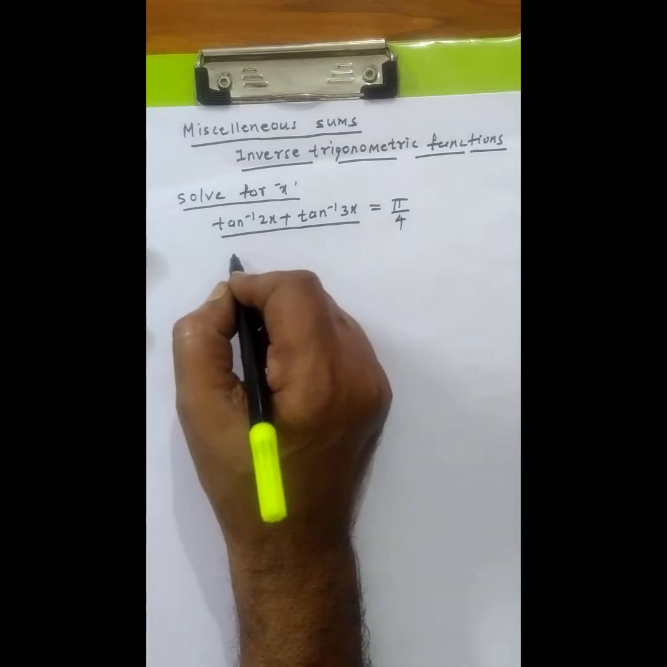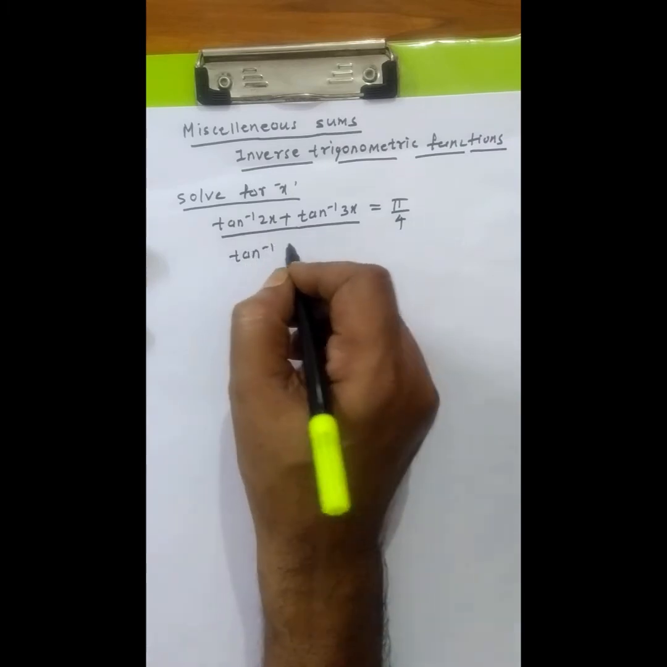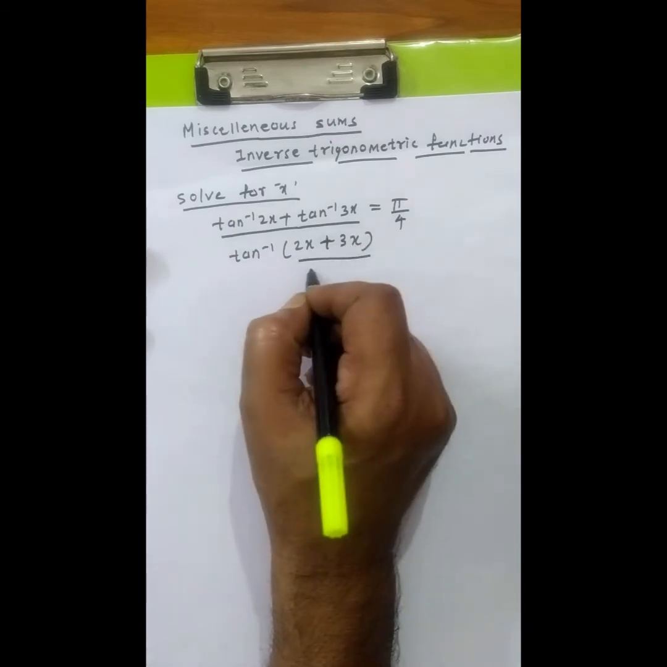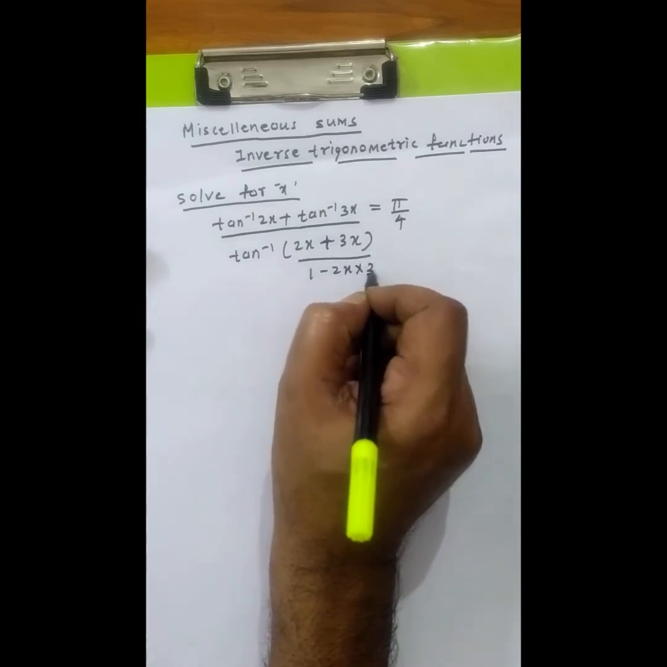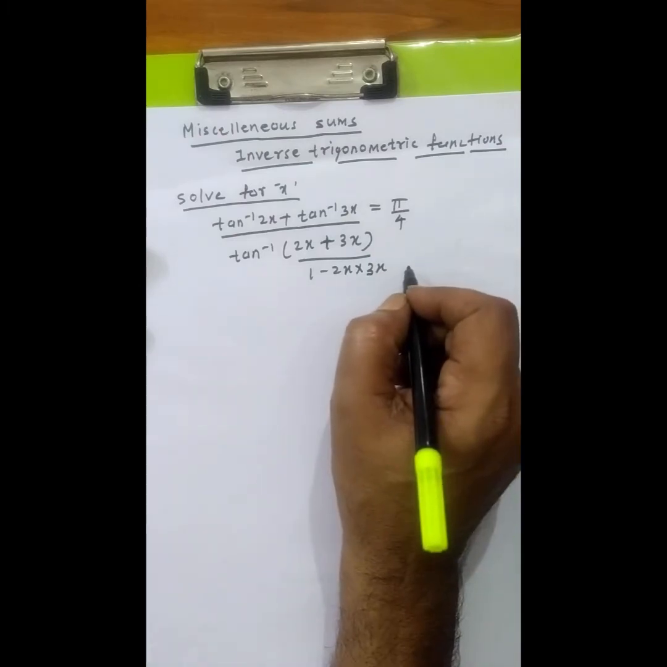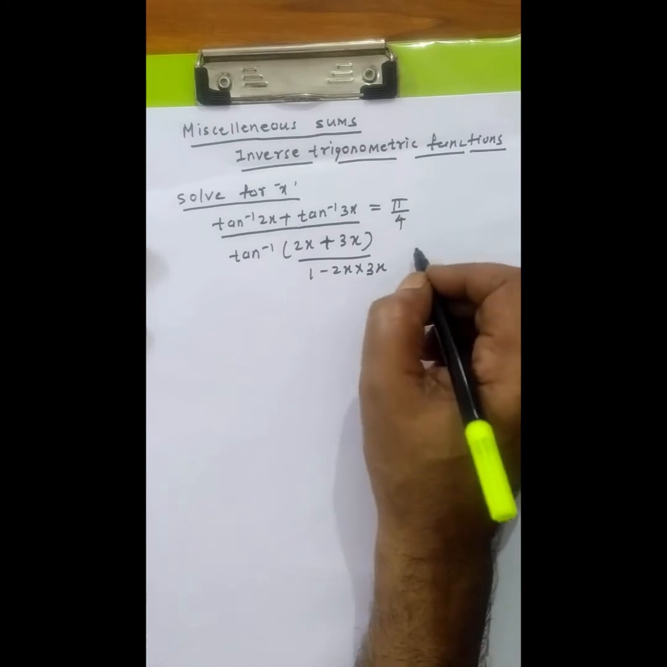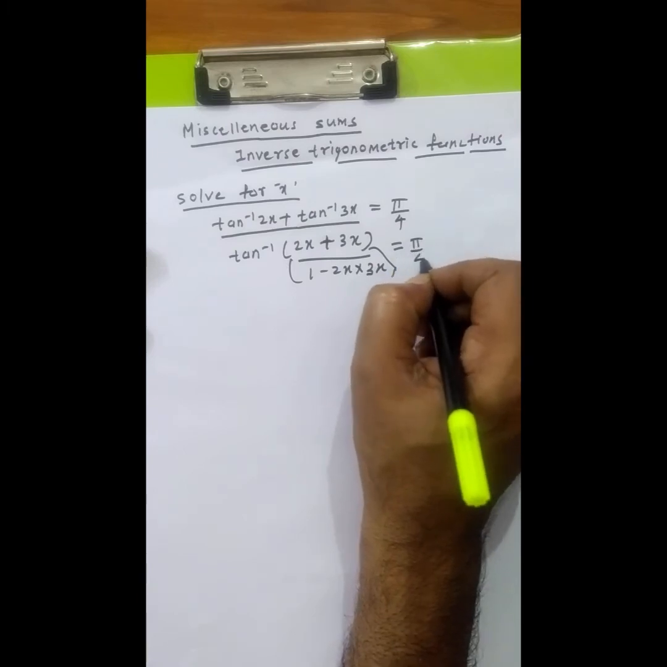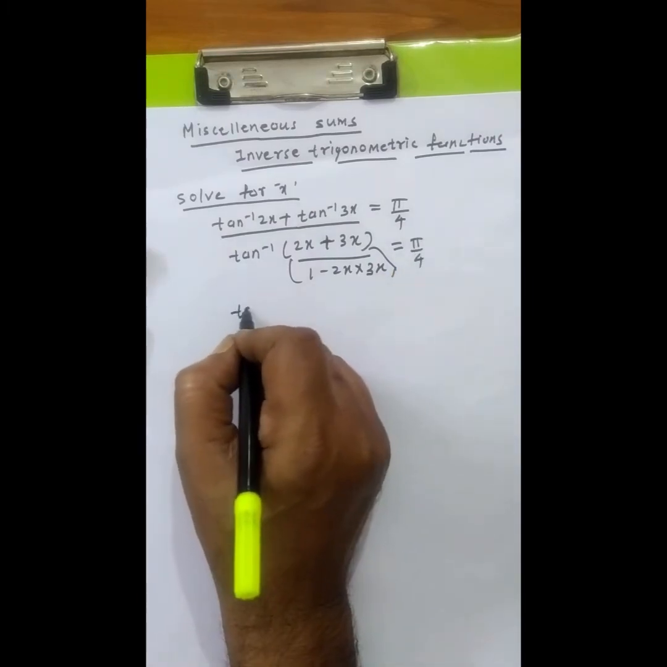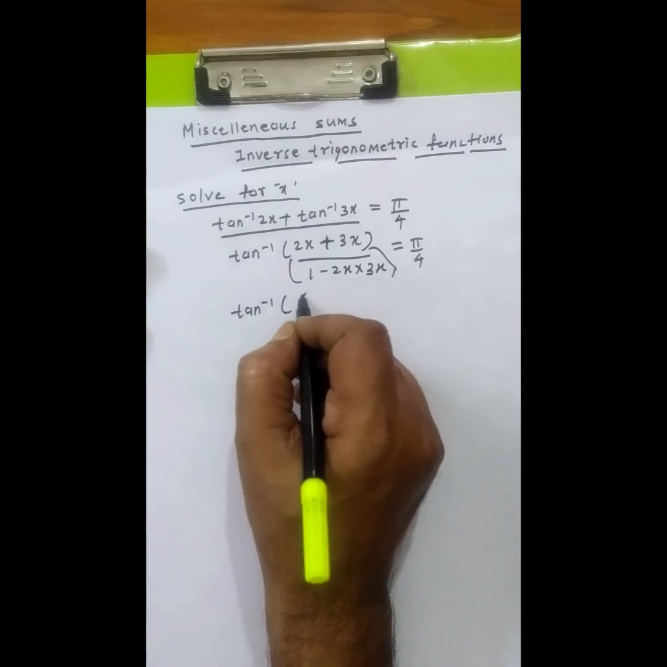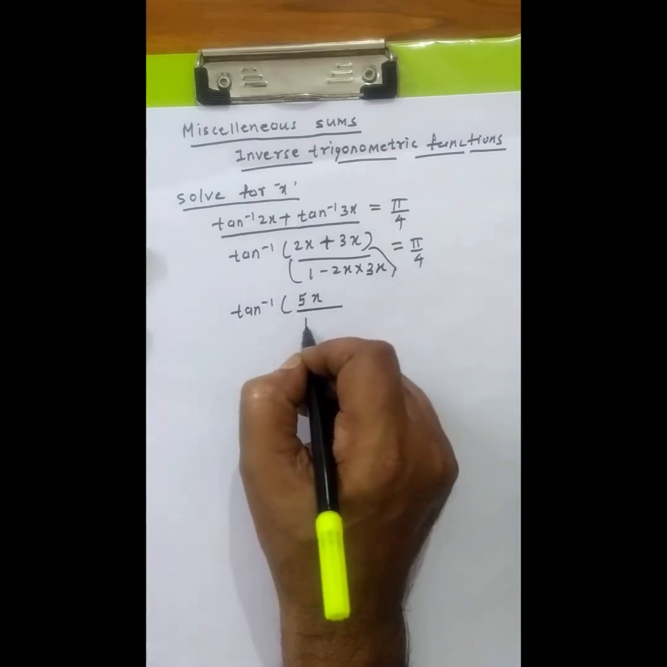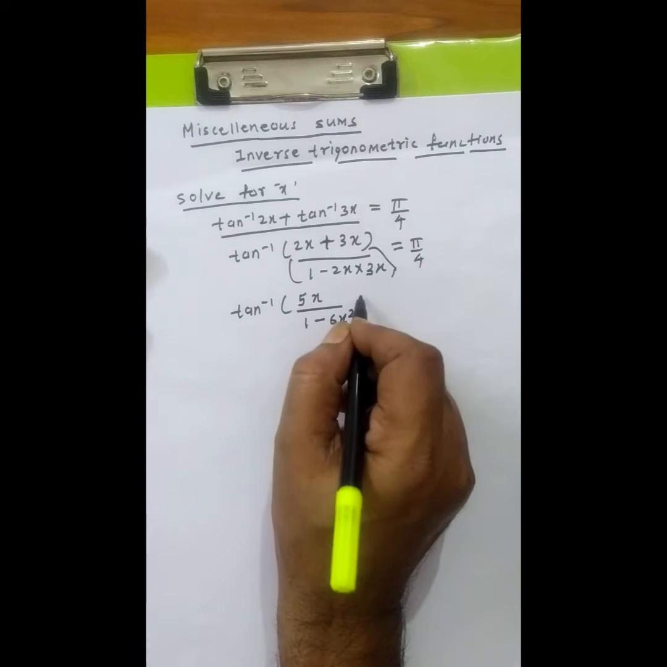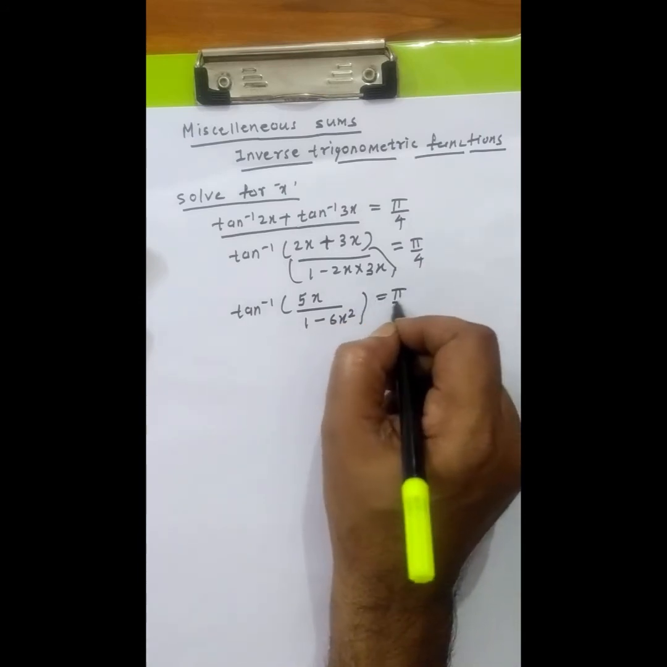So it will be tan inverse of 2x plus 3x divided by 1 minus 2x into 3x. That is tan inverse of x plus tan inverse of y equals tan inverse of x plus y upon 1 minus xy, equals pi by 4. Now this becomes tan inverse of 2x plus 3x is 5x divided by 1 minus 2x into 3x: 2 into 3 is 6, x into x is x square. So it is 1 minus 6x square equals pi by 4.